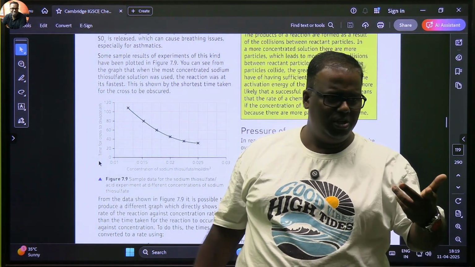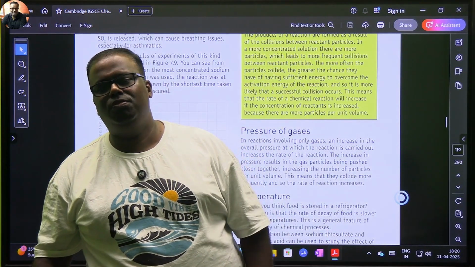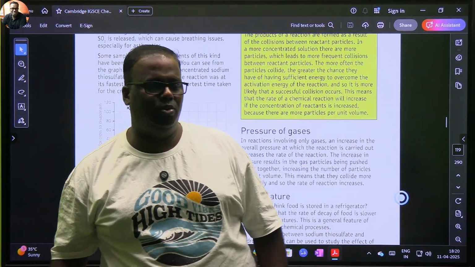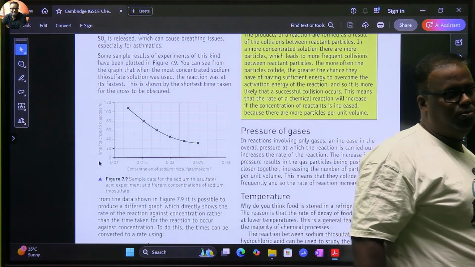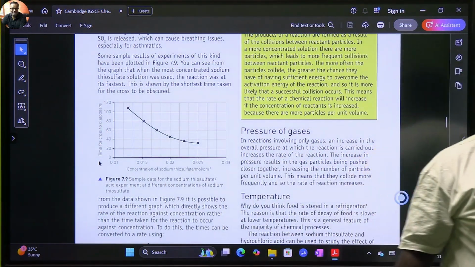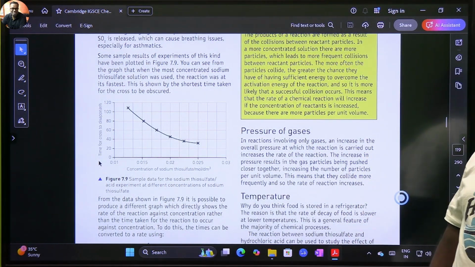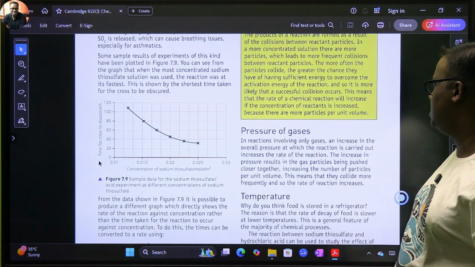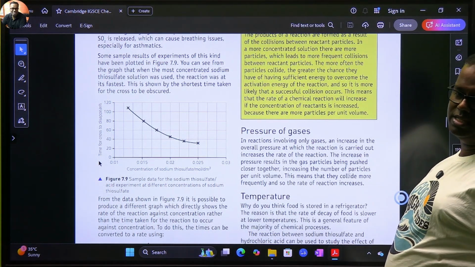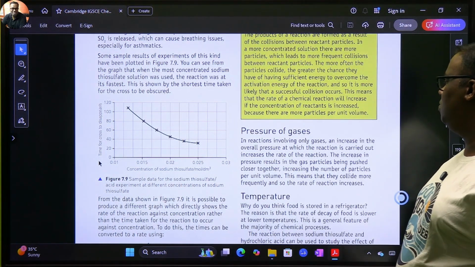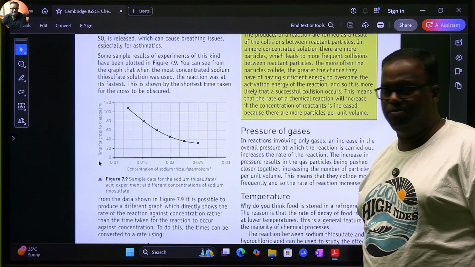Much more. So if you increase the pressure, the rate of reaction will be faster, because you are facilitating the collision. And this is what we will be studying in the formation of ammonia. Ammonia formation and equilibrium, when we discuss, we will be studying this. Certain gaseous reactions will occur always much more when the pressure is increased. So in reactions involving only gases, mind you, only gases, an increase in the overall pressure at which the reaction is carried out increases the rate of the reaction.